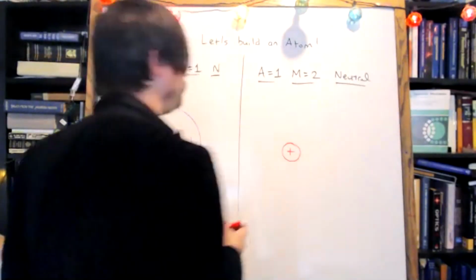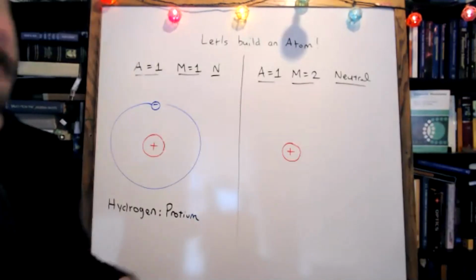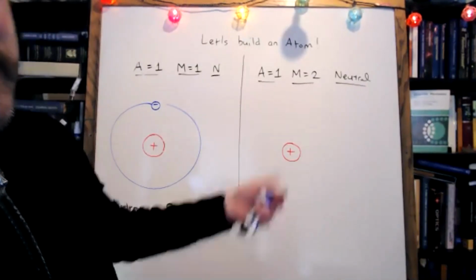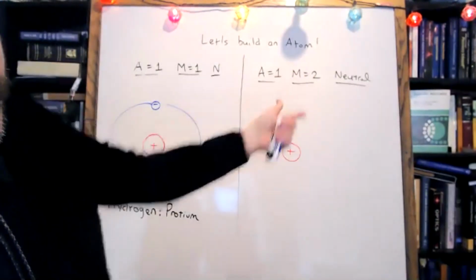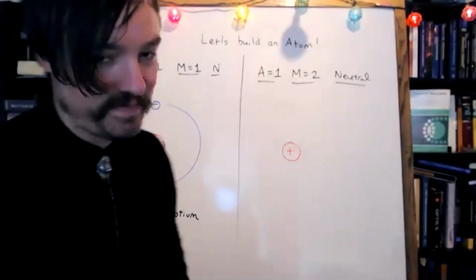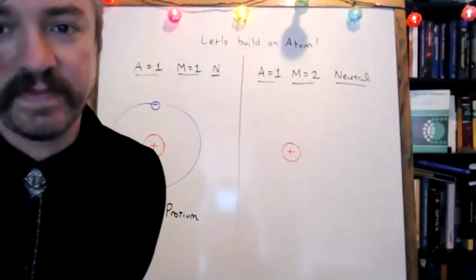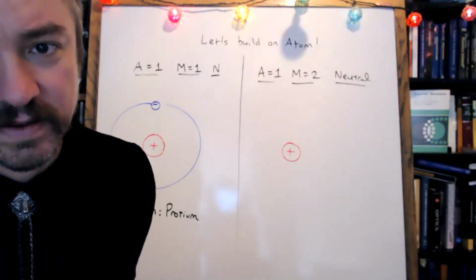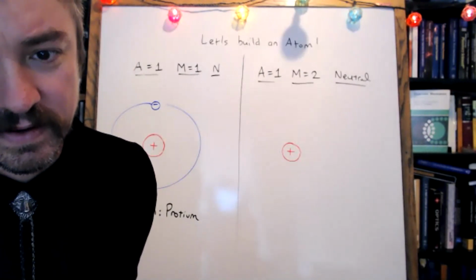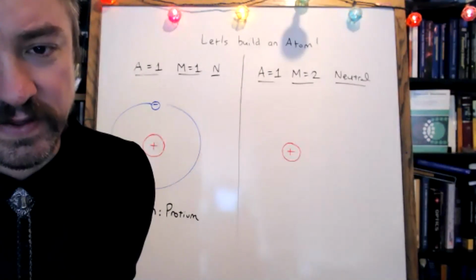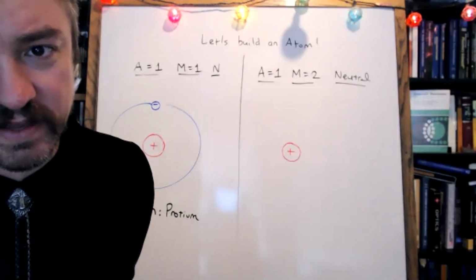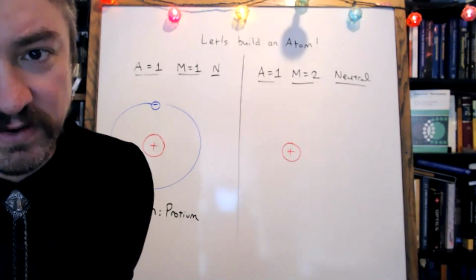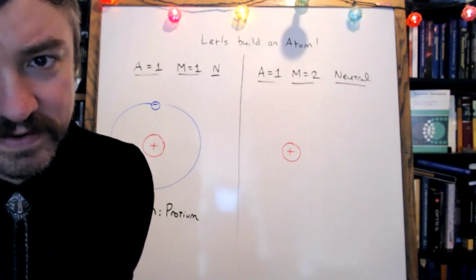Okay, here we go again. I need to know how many neutrons this atom has. You have a mass number of 2. What does the mass number mean? The mass number is the number of nucleons in your atom, the number of protons plus the neutrons. That's right. So the number of protons plus the neutrons can be 2. So how many neutrons does my atom have?